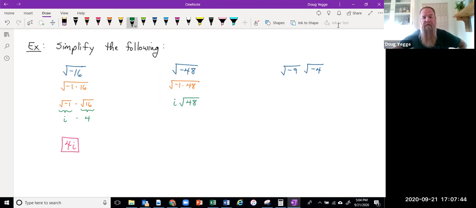And now I just have to simplify the square root of 48. Well, if we break that down by finding some perfect squares, we get 4 times 12. But notice that 12 is 4 times 3, so there's another 4 times 3. And now we can take the square root of each one of these. The square root of 4 gives 2. The square root of 4 gives another 2. And so all that's left inside is a 3.